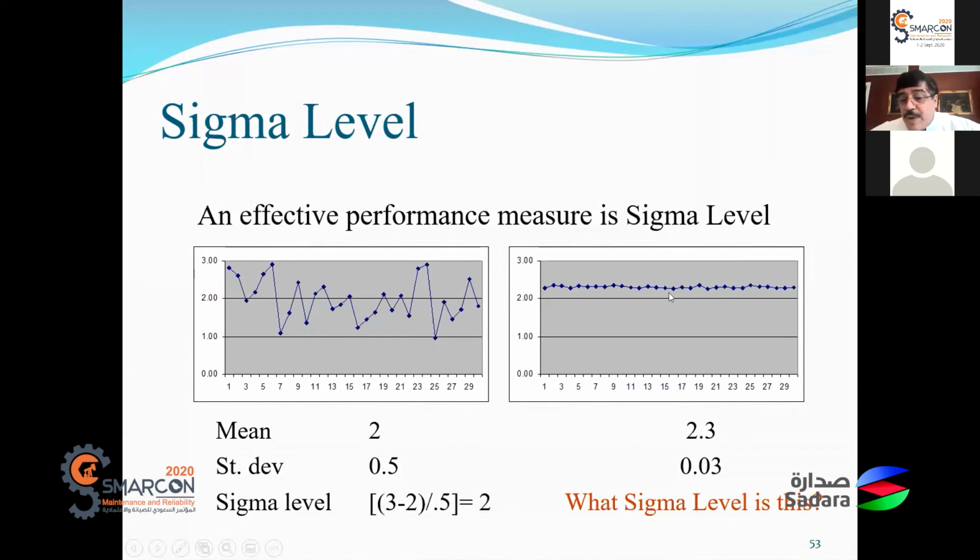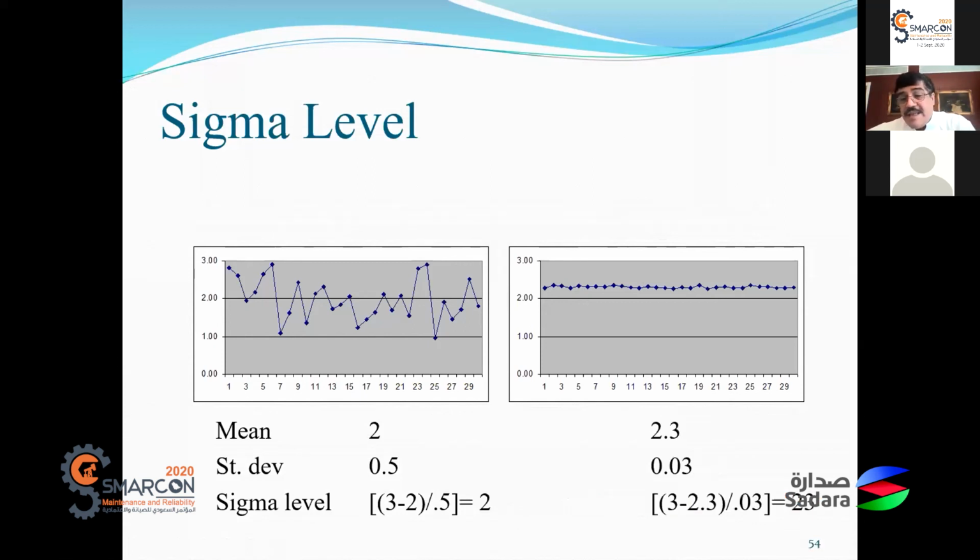But if you look at this one here, the distance is actually 0.7 from here to here. You divide by the standard deviation, you get a much higher sigma level. So basically this guy is 2 sigma performance. This guy is a 23 sigma performance. Of course, this guy is much more reliable than this one in meeting the customer requirement, but you need a number for it. You can't just say, well, it looks like this one is better than this one. Prove it to me with numbers, and this is how to improve it.